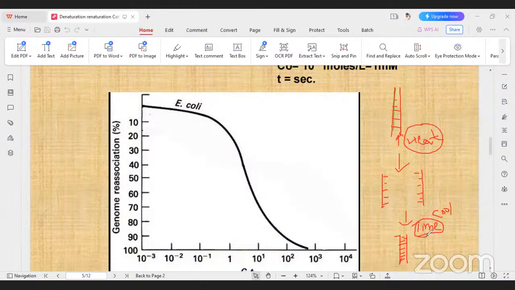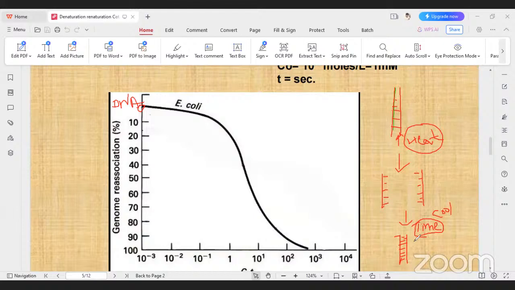For this renaturation, this is important, it mainly depends on the concentration of DNA. First of all DNA concentration, and then the time and buffer factor. These three play a vital role in the renaturation of the DNA. So these three are directly proportional to the Cot value performance.